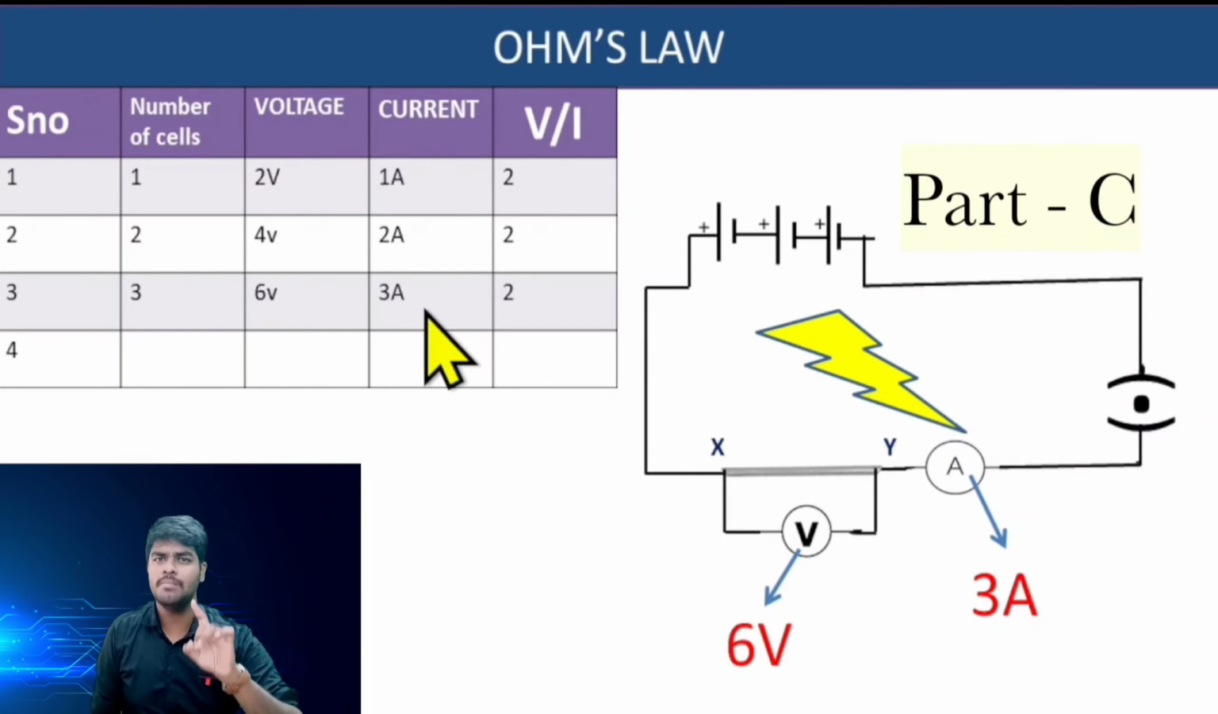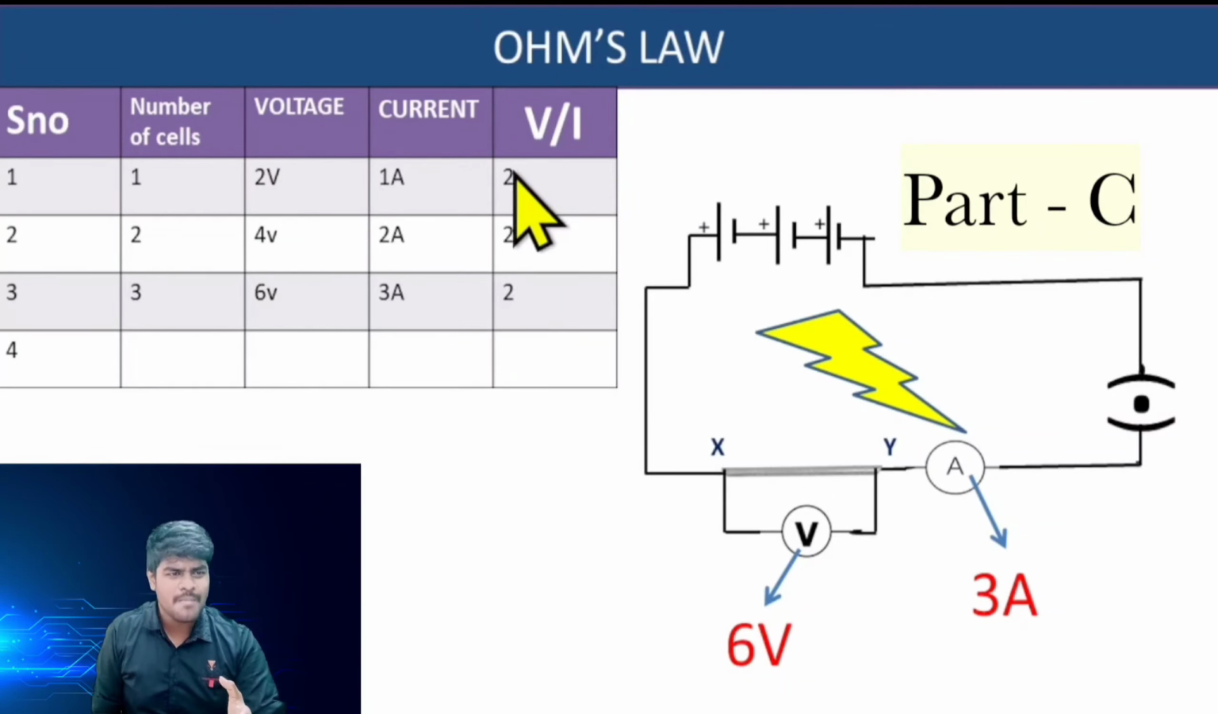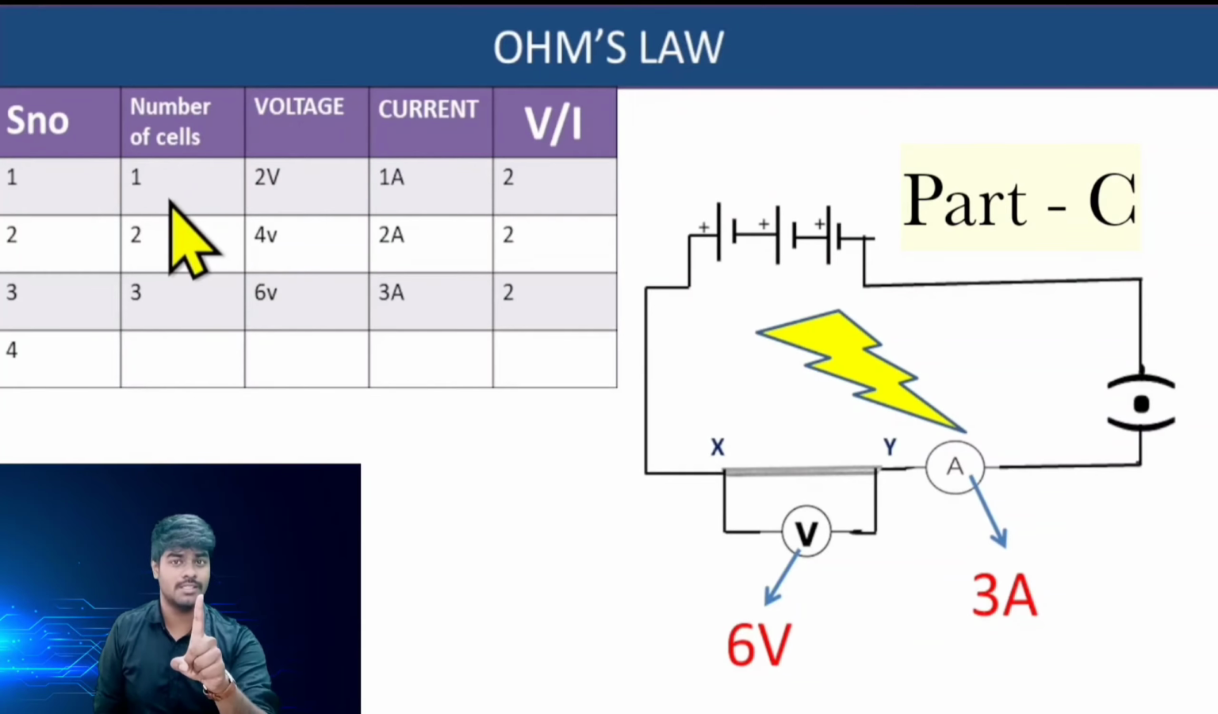Again we have to find the V by I ratio. 6 by 3, how much? 6 by 3 is 2. Wait, I am getting the same ratio. Again, why am I getting the same ratio? First cell, second cell, third cell. In part A we have only one cell, in part B we have 2 cells, in part C we have 3 cells. But I am getting the same ratio.